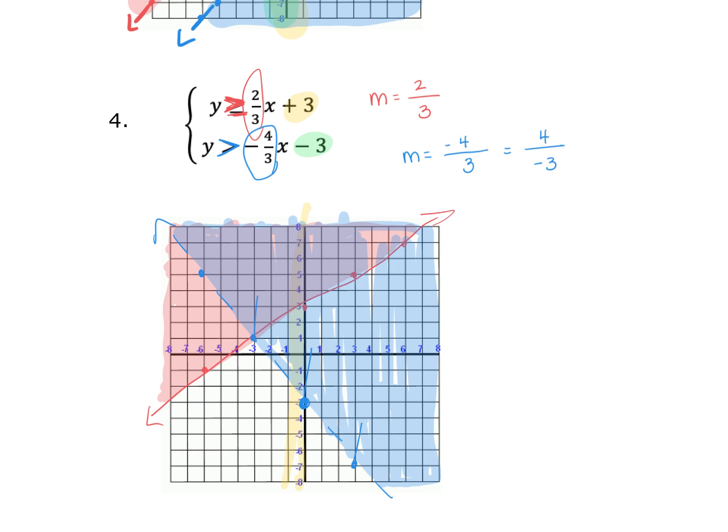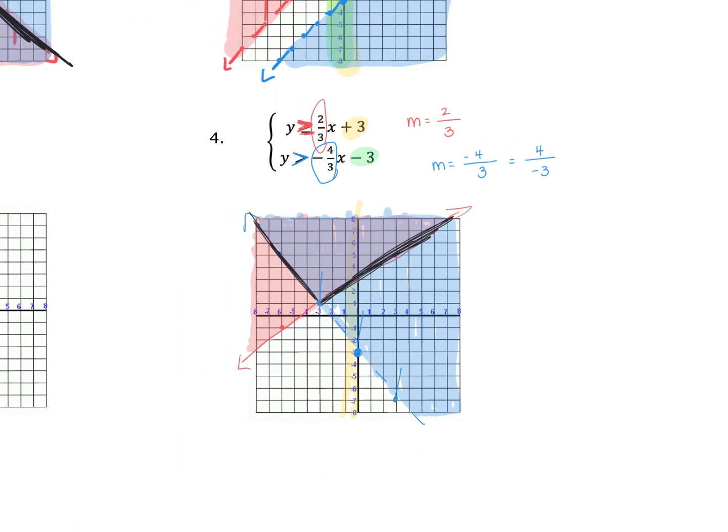So your solution is where the blue and the red meets. When I look at this, the solution to this graph is right here and right there. Okay, in that little purple section. So we don't have a coordinate point or anything. We just leave it just like that. That's our solution. Okay, let's move on to the next page.